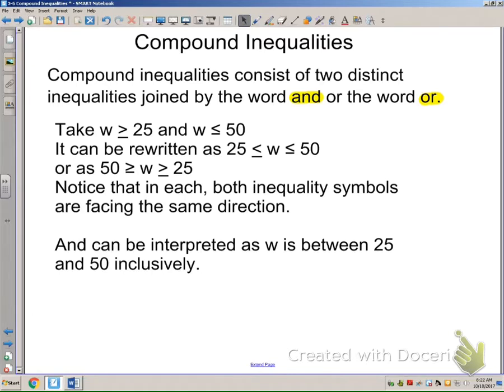Or we could write it as 50 is greater than or equal to W, which is greater than or equal to 25. Notice that in each, both of the inequality symbols are facing the exact same direction. So this can be interpreted as W falls somewhere in between 25 and 50 inclusively. When I say the word inclusive, it kind of sounds like include, right? That's because we can include 25 and 50 in that. Because of the equal sign, it could be 25 and it could also be 50. So we want to make sure to include them, which is where the word inclusively comes from.